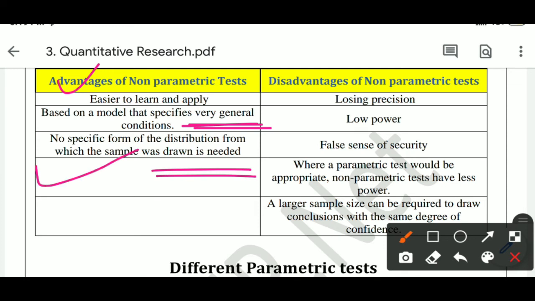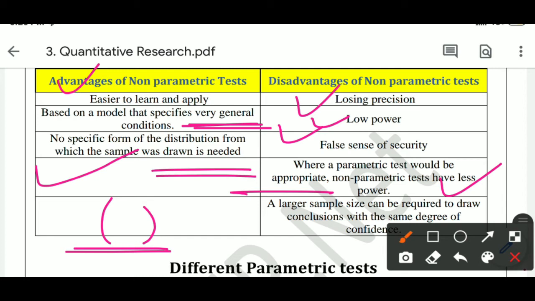And what is the disadvantage of the non-parametric test? It loses precision because you are using a very small population. So there is a possibility that the non-parametric result will not be very precise, and it has less power because the precision is not good, and gives a false sense of security. When the parametric test would be appropriate, non-parametric tests have less power. As I have discussed, the parametric test gives very precise results. So if the parametric test can be applied, then the non-parametric test is generally not used by the researcher.